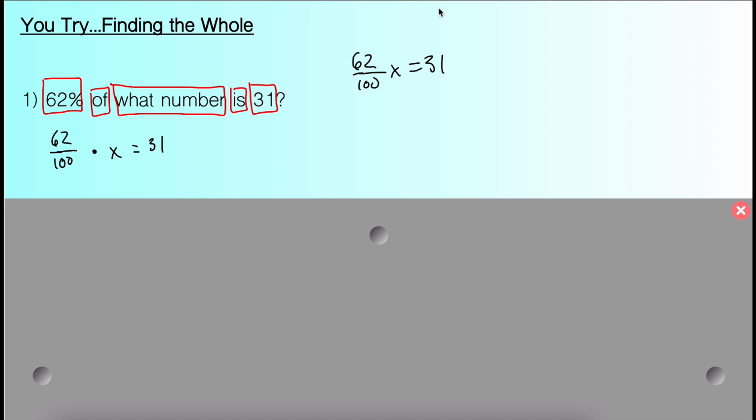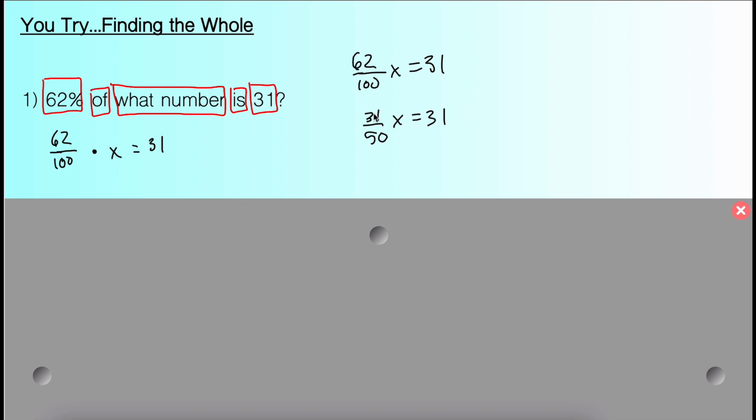I'm going to simplify my fraction. 62 and 100 can both be divided by 2. So when you divide this fraction by 2, it turns into 31/50ths. All right, there's the equation I'm going to solve.